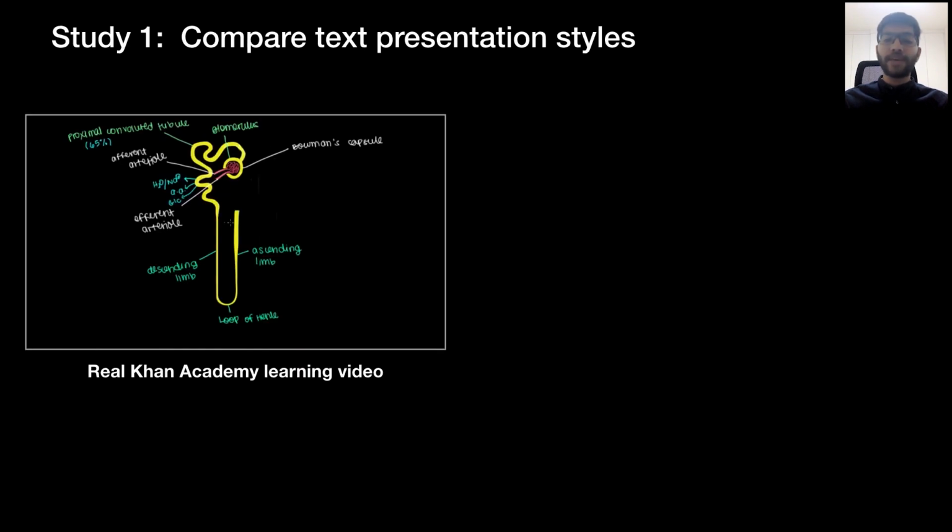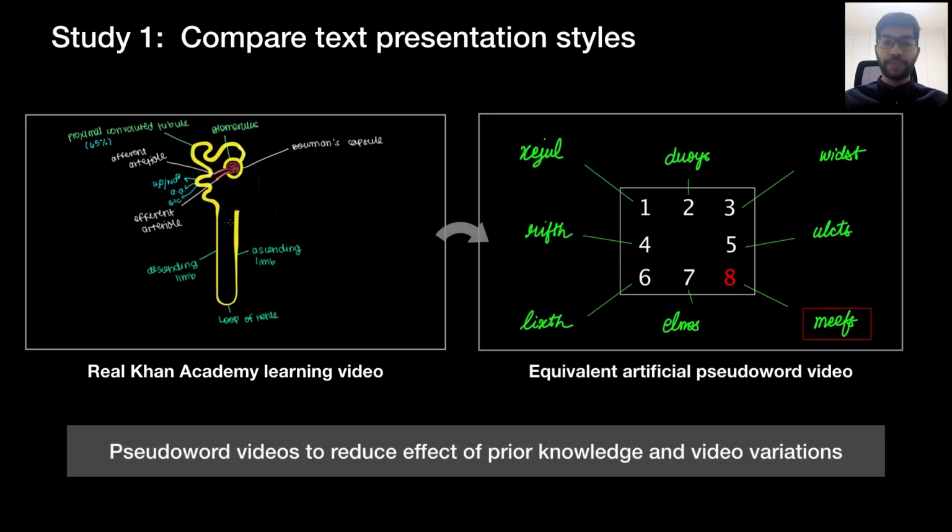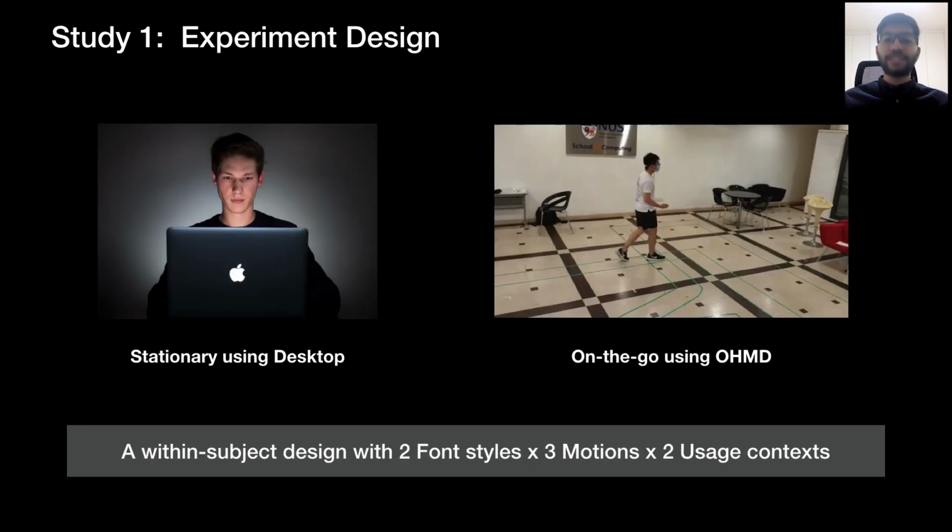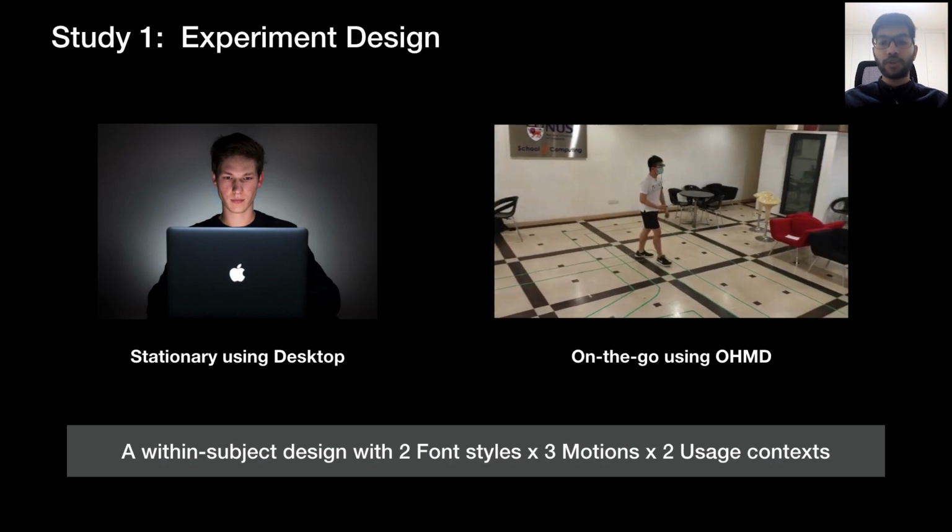To remove the confounding effects present in learning videos, in the first study we transformed the video into a representative skeleton format using pseudo-word videos. Here, the numbers represent parts of a diagram which are associated with a word using a line, and the number-word pair constituted a concept as in the real learning videos. We considered a within-subject design that counterbalanced the order of font style and motion variables. The usage context was administered in the increasing order of difficulty, that is, stationary using desktop, followed by on-the-go using OHMD.